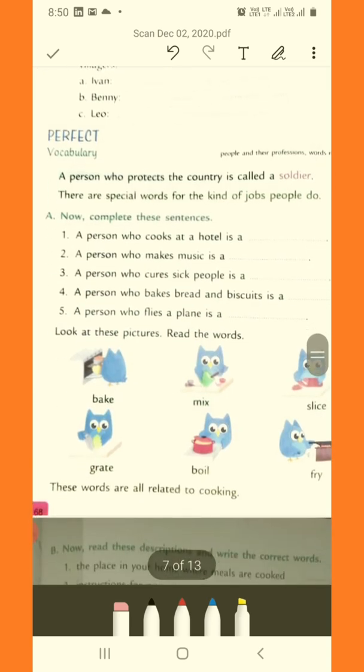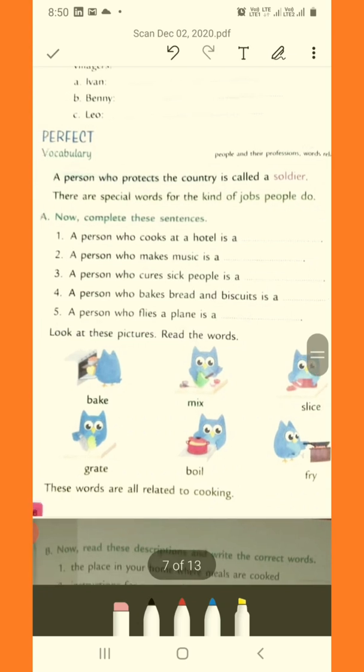And there is this perfect section based on vocabulary. A person who protects the country is called a soldier. There are special words for the kind of job people do. For example, a person who teaches is a teacher. A person who treats people is a doctor. Okay.